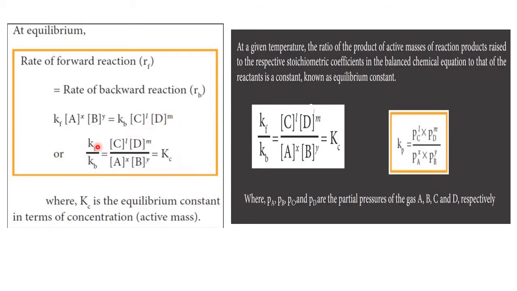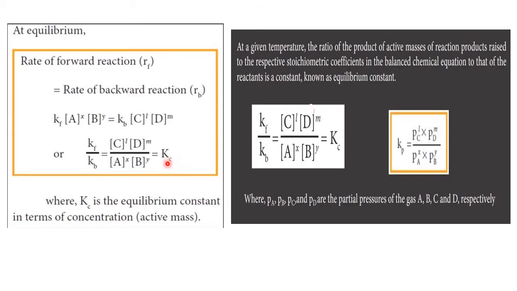From the above equation we can write Kf divided by Kb is equal to, just divide these two, C power L into D power M divided by A power X into B power Y. This can be replaced by a constant Kc. So Kf by Kb is equal to Kc. Here Kc is called the equilibrium constant in terms of concentration.